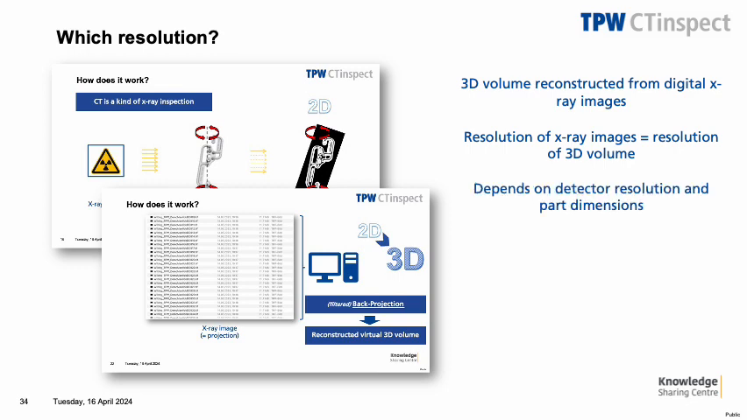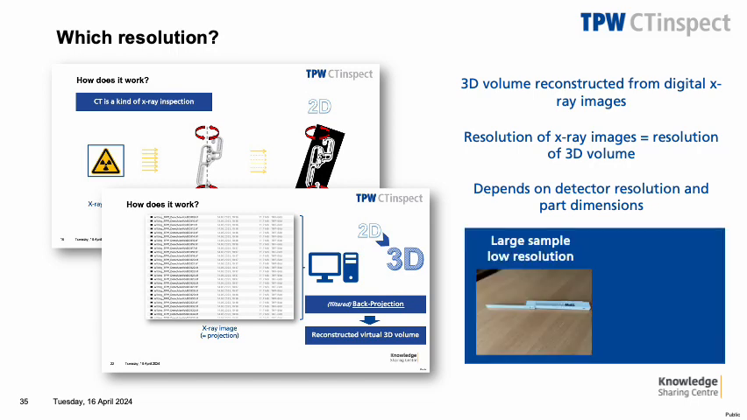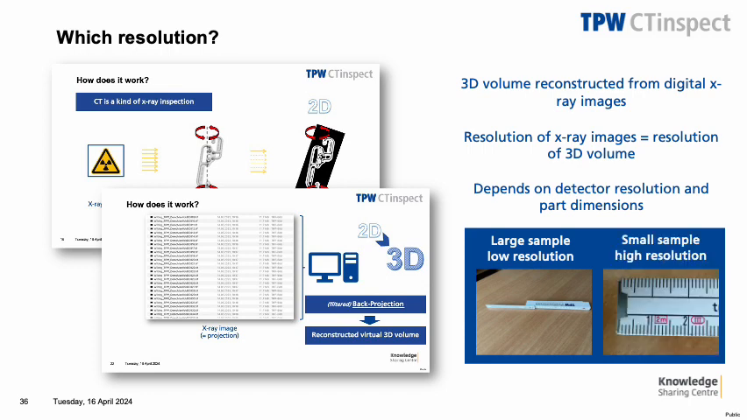This depends on the number of pixels that are available on the detector of the CT setup, that is the detector resolution. And it also depends on the dimensions of the part that is projected onto the finite number of pixels that are available on the detector. So generally, for a large part, the resolution will be rather low compared to a small part where you zoom in much and can see smaller structures.